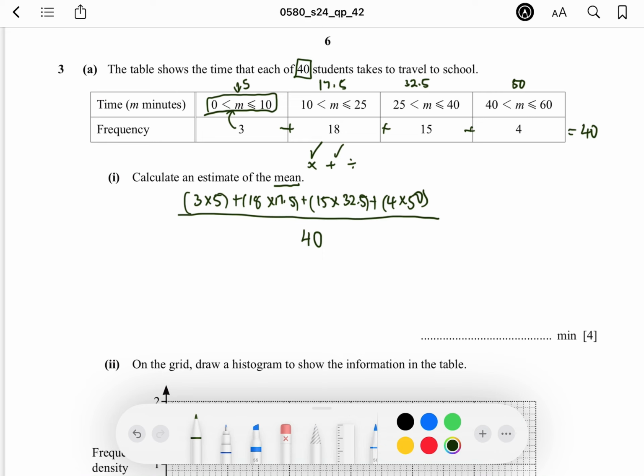So 1 point for all the midpoints. 1 point for writing that. 1 point for all those you divide by 40. So 3 points. So final point would be your final answer. Okay, your final answer.